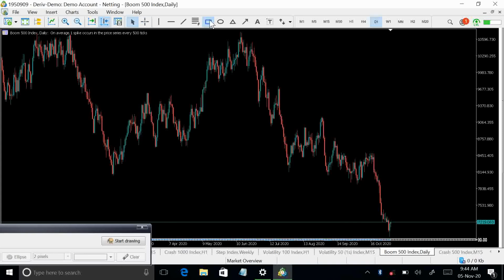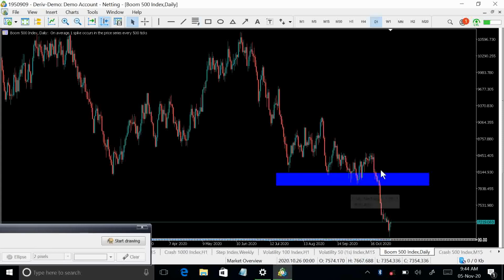On the daily time frame, we are going to take note of this level. This is the support level, and you see what I was saying before: there's a very high probability that the market is going to break through.